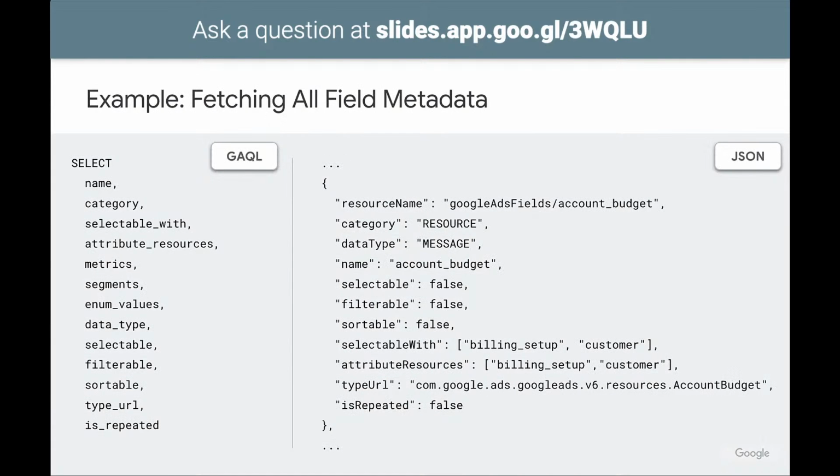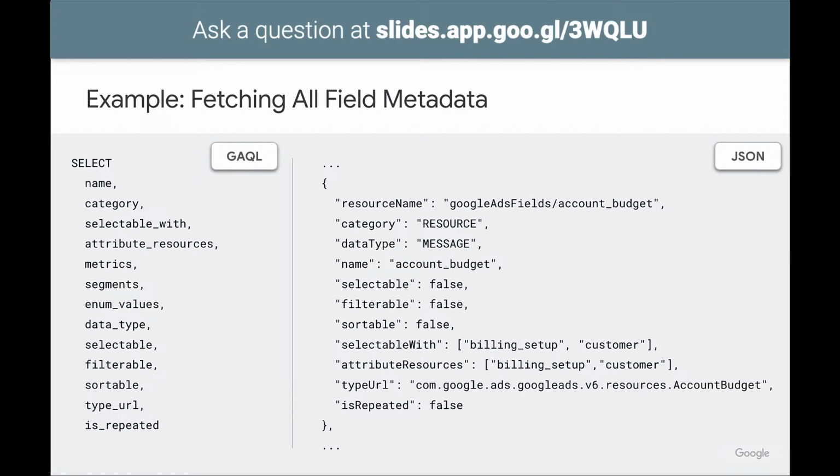I think the easiest way to really understand the Google Ads Field Service is just to take a look at an example. This is an actual query that you can put together, and what this does is retrieve all of the field metadata for the entire Google Ads API. On the left in our select clause, every field listed is a field that you can select using the Google Ads Field Service, from name all the way down to is_repeated. So that's our GAQL string.